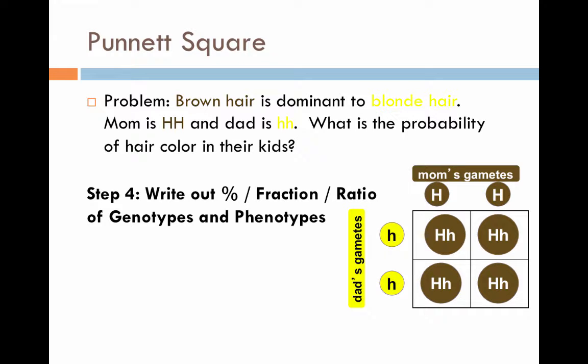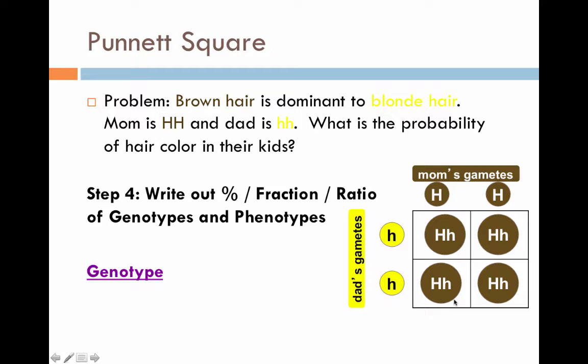Now step 4, we have to figure out the percentage, the fraction, and the ratio of genotypes and phenotypes in the offspring. So this little box here represents what the kids will be. These are mom's eggs, these are dad's sperm, and these are all the possible kids. So if they had 4 kids, these are what the 4 kids would most likely look like. It's just a probability. It's not like all the kids will definitely be this, but this is a pretty good chance of what the kids would look like.